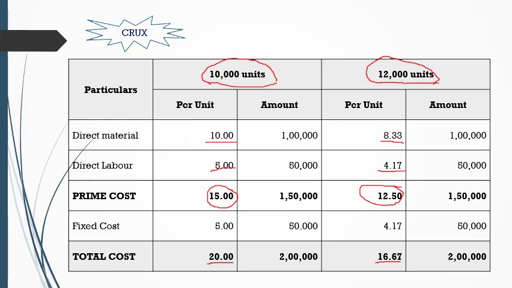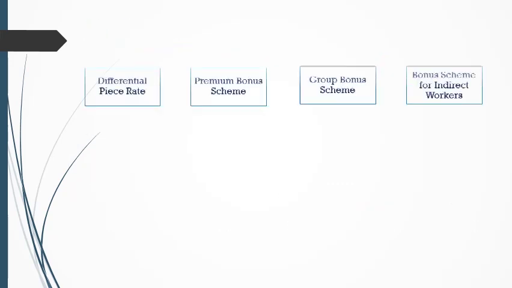Now the total cost for the organization for the same product will be 20 for 10,000 units and 16.67 for 12,000 units. So we can clearly make out there's a huge difference for the organization if the workers work more efficiently and produce more in the same given time. Now let us see how it will benefit employees.